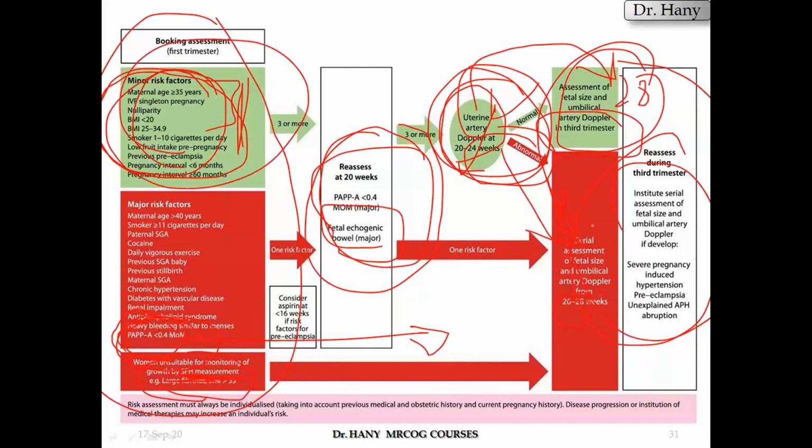Or if the woman has any of these, I will reassess again by doing what? Serial assessment of the fetal size and umbilical artery Doppler. If the woman also has bleeding or preeclampsia or antepartum hemorrhage or abruption, I will go again in the same way. So these will be the rules of screening, and they always come in the exam. Collect 3 and you will get 1. Collect 1 and you will get the serial assessment from 26. Okay? Is this point clear?